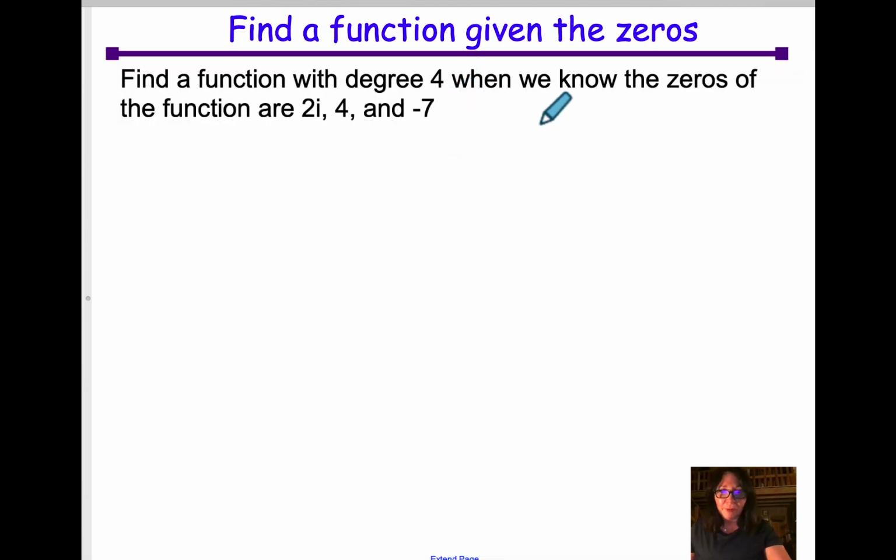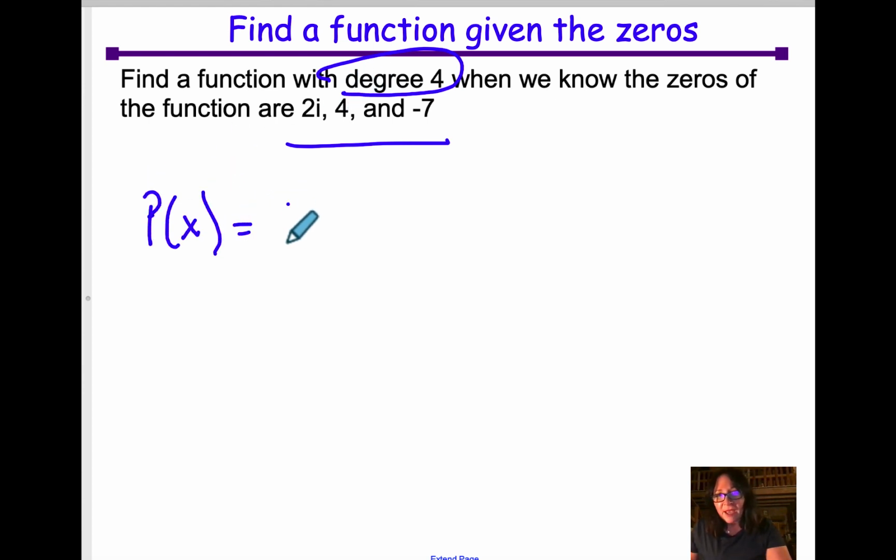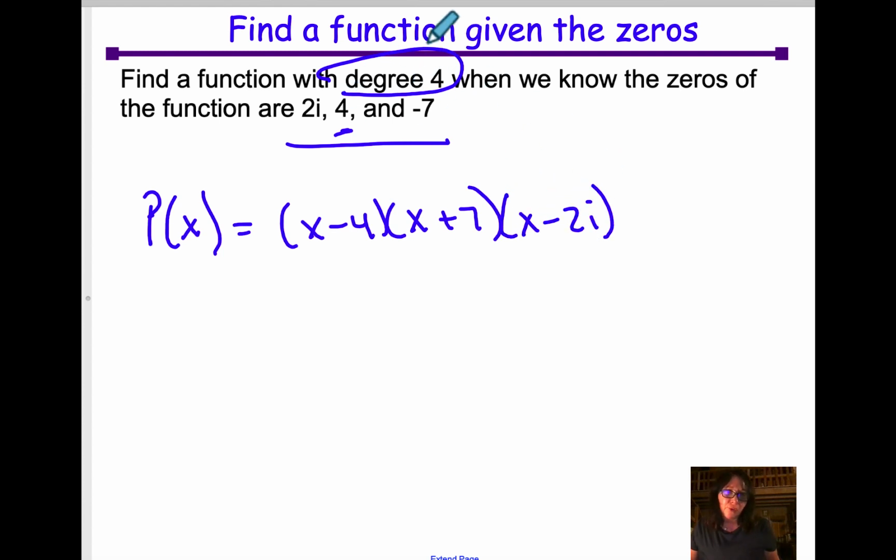So given that information, we have a degree of 4, and I know the zeros are this right here. So let's think about this. I'm going to say polynomial, and you can use whatever letter you want there, is going to be x minus 4, that's this one right here. We've got x plus 7, and then we've got x minus 2i. Now remember, I said this is a degree of 4, 4th degree, x to the 4th power.